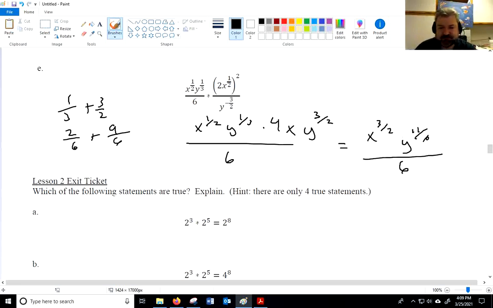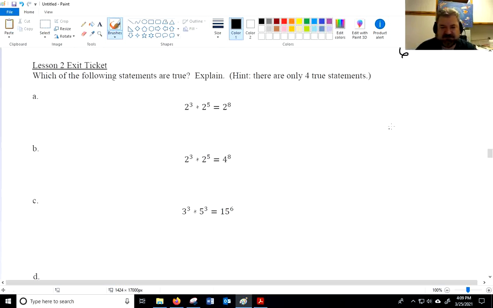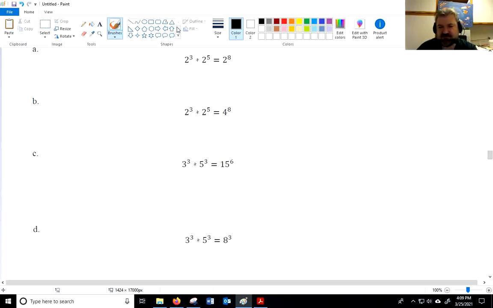All right. Okay, the exit ticket here is also kind of fun. It says, which of the following statements are true? And explain. We'll just explain out loud. Hint, only 4 of them are true. So here's the question. If I have 2 cubed times 2 to the 5th, does that equal 2 to the 8th? Well, yeah, it does, because the bases are the same, so I can add the powers.